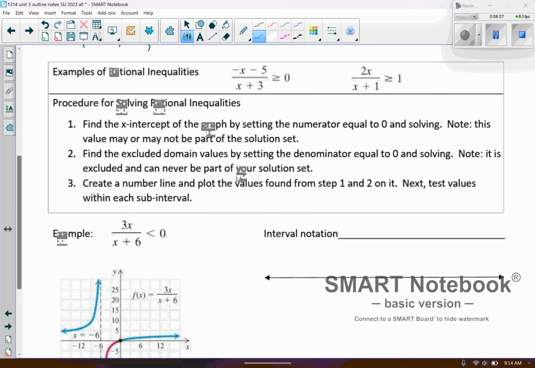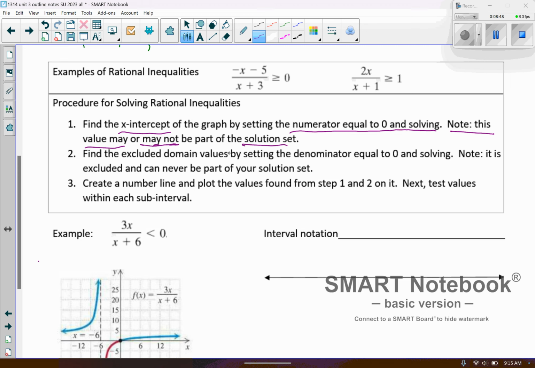So rational inequalities, we just got done graphing those, so we should hopefully be familiar with those. The procedure for solving rational inequalities is a little bit trickier, but it's a very similar process. Step one is to find the x-intercept of the graph by setting the numerator equal to 0 and solving. And we've done that before. Now this is important. Note, this value may or may not be part of the solution set, because that's dependent upon the inequality.